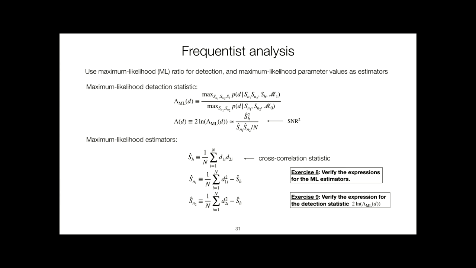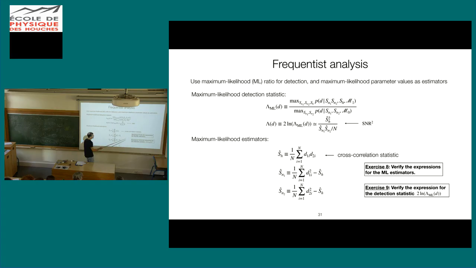I gave two exercises related to this. One is to verify that these particular estimators here are actually maximum likelihood estimators for the likelihood function that we wrote on the previous slide. And then also the exercise to verify that this expression here for the detection statistic reduces to this simple value when you make the substitution for the maximum likelihood parameters.